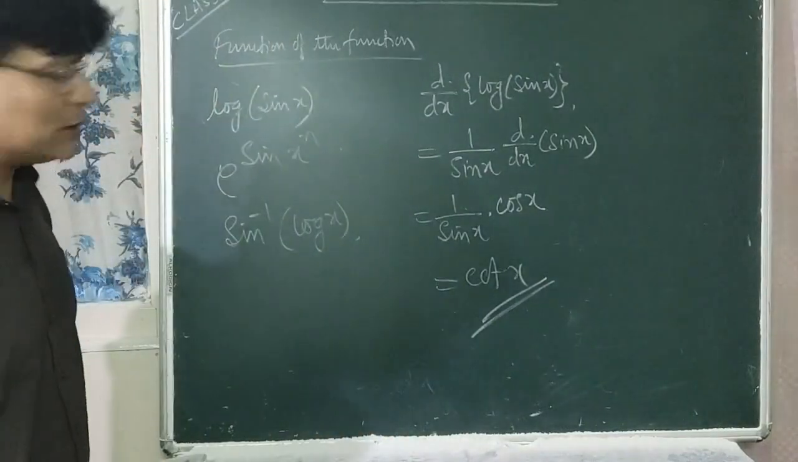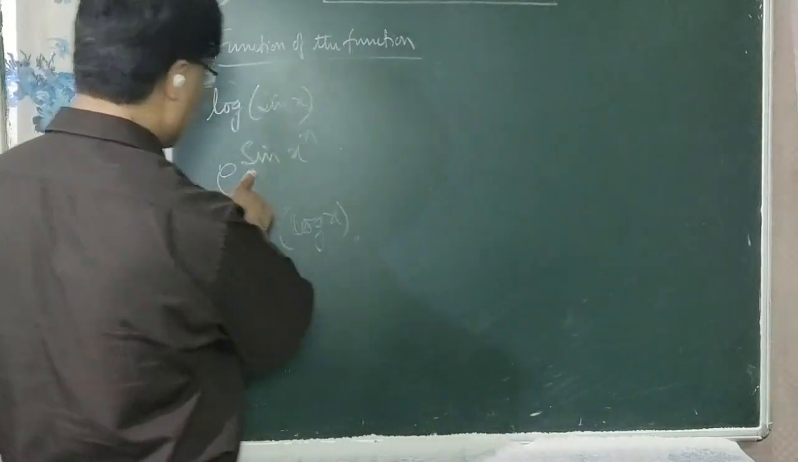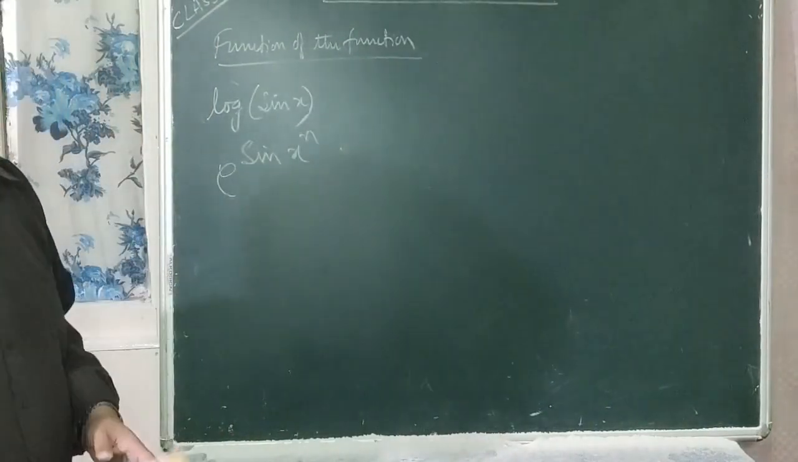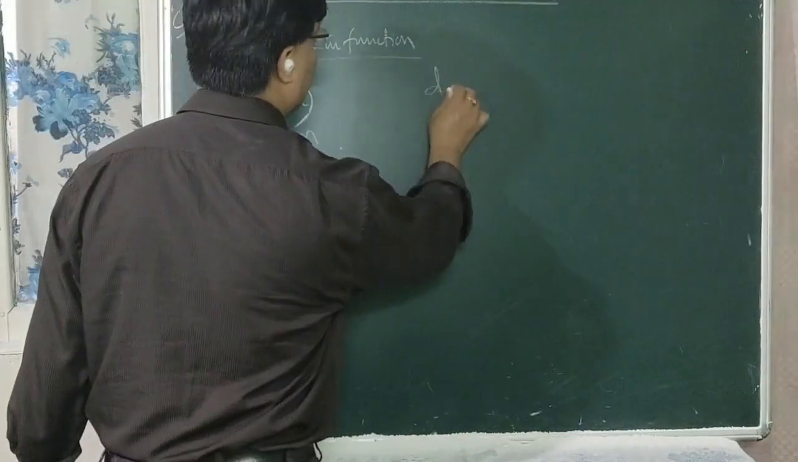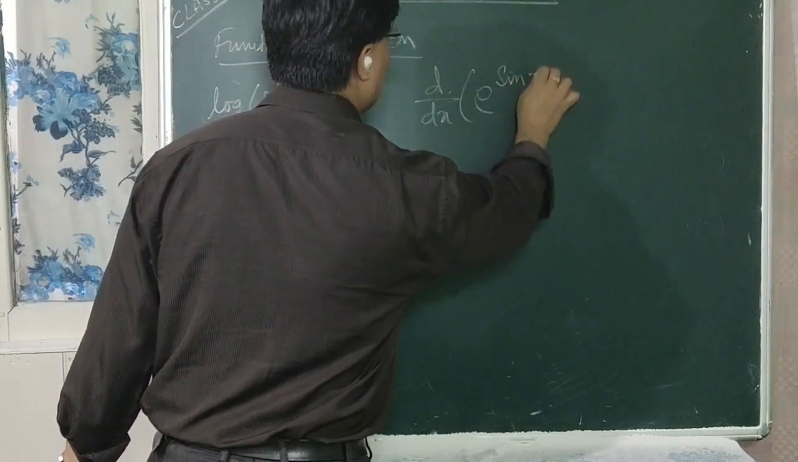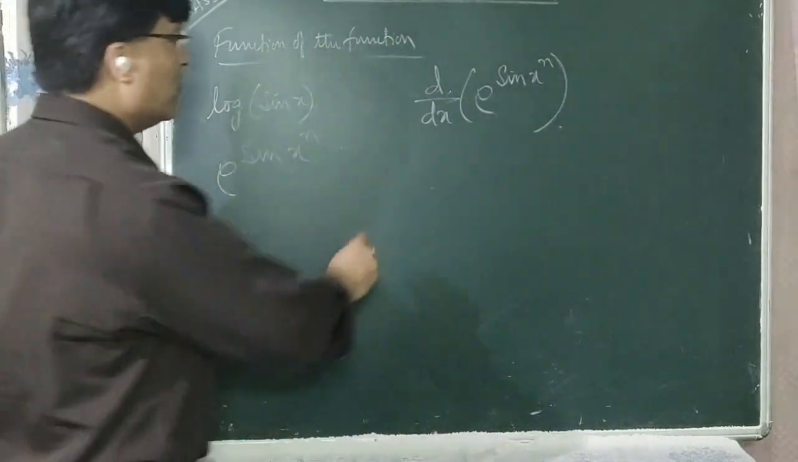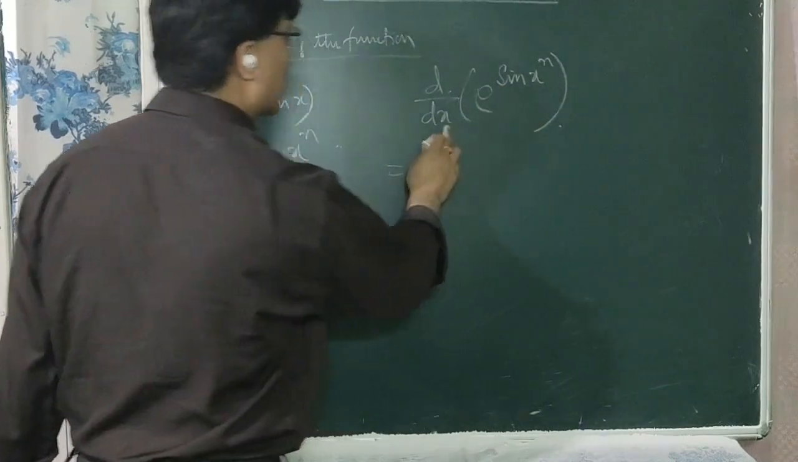So let us take another example. I think I have understood it. Let us take another example, that is this one. Oh, this one, second one. Not this one, okay? This is inverse circular function. We haven't done the differentiation of inverse circular function, okay? So d by dx of e to the power sin x to the power n. Now, how can you differentiate e to the power sin x to the power n with respect to x?